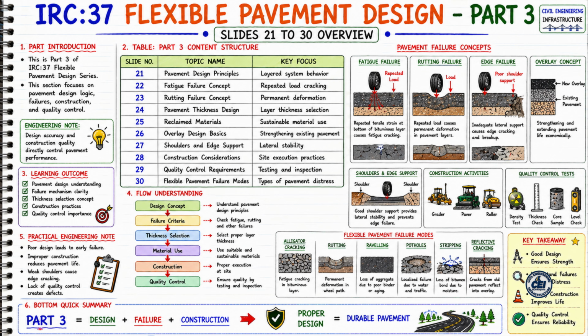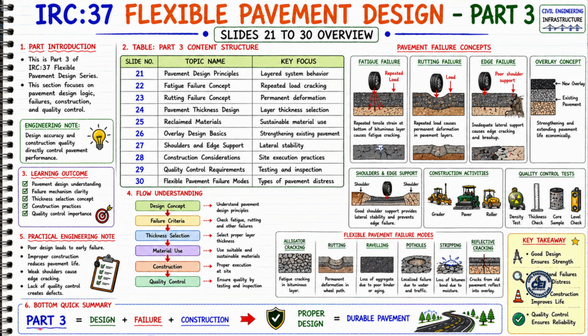This is Part 3 of the IRC 37 Flexible Pavement Design series. In Part 1 we understood the basics and layers. In Part 2 we understood material, CBR and pavement response. Now in Part 3 we will understand design logic, pavement failures, construction and quality control. In this Part 3 we will cover the complete overview from slide 21 to slide 30.